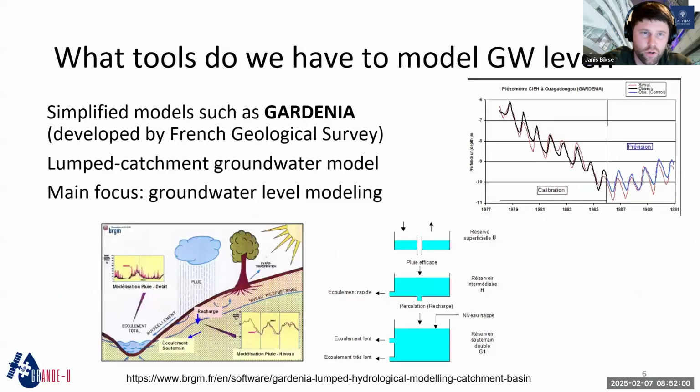Then there are also other kinds of models that work like the previous ones. For example, this one is from France, developed by the French Geological Survey. Basically, the idea is quite similar, but the code and the software is, of course, slightly different.